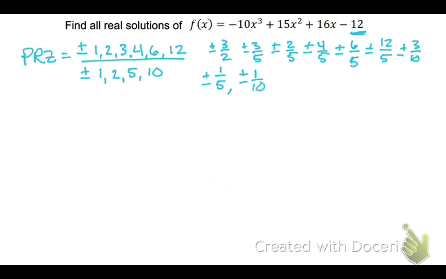I would have 2/10, which would be 1/5. I'd have 4/10, which would be 2/5. Do I have 2/3 already? No. Oh, 2/5, sorry, which I have already. I'd have 6/10, which would be 3/5, which I have already, and 12/10 would be 6/5. Do I have that already? Yes. But you see how this list gets absolutely huge?